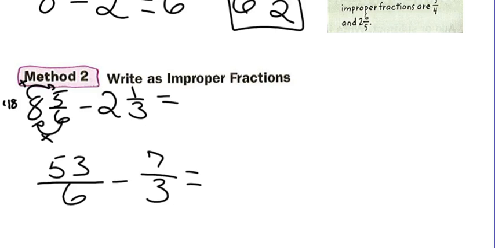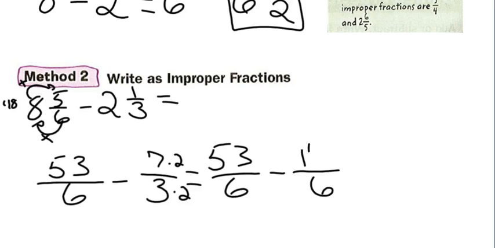Again, let's get those common denominators of 6. So this one remains 53/6. For 7/3, multiply both of those by 2 to bring them up to 6 and 14. And then we just have 53 minus 14, which gives us 39/6.